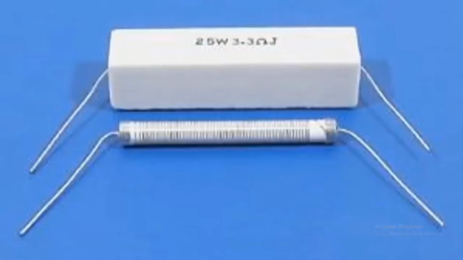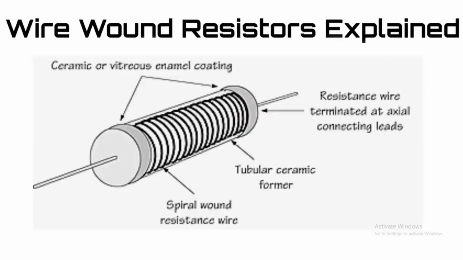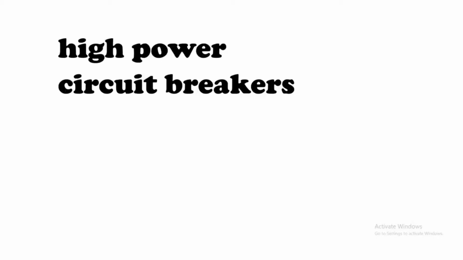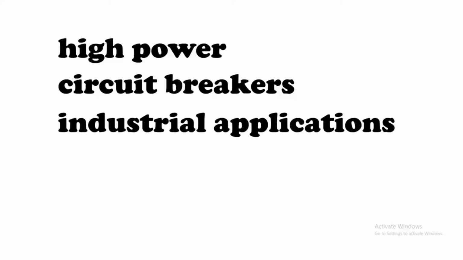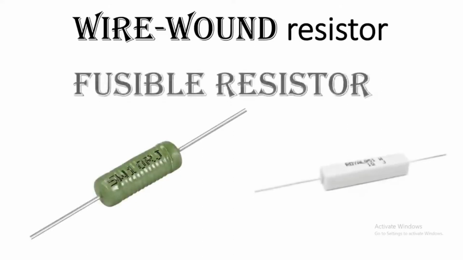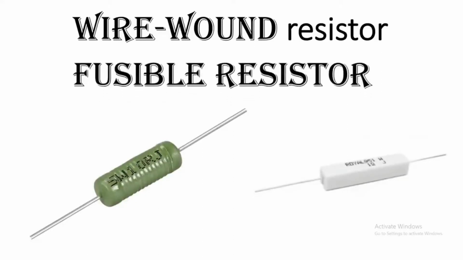This is also a wire wound resistor. This is the internal structure of the wire wound resistor. We use this resistor in high power circuits. We also use it in circuit breakers and in industrial applications. We also use this resistor as a fuse. The wire wound resistor is also called a fusible resistor, because we use it in high power circuits, so there's also a chance that this resistor will fuse.